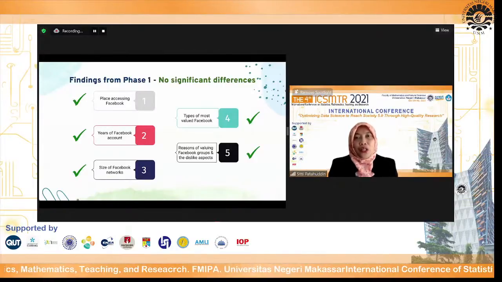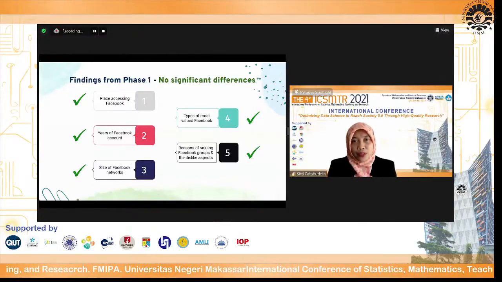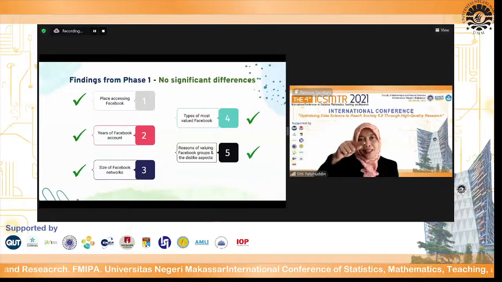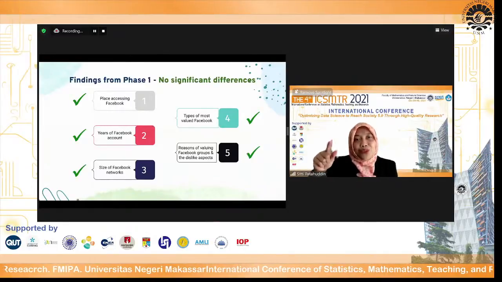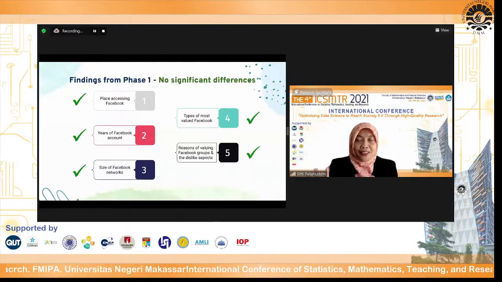No significant difference between the period male and female teachers have held their Facebook account and the size of Facebook networks. So I use the tick, the green tick, just to indicate to you that there is no differences.